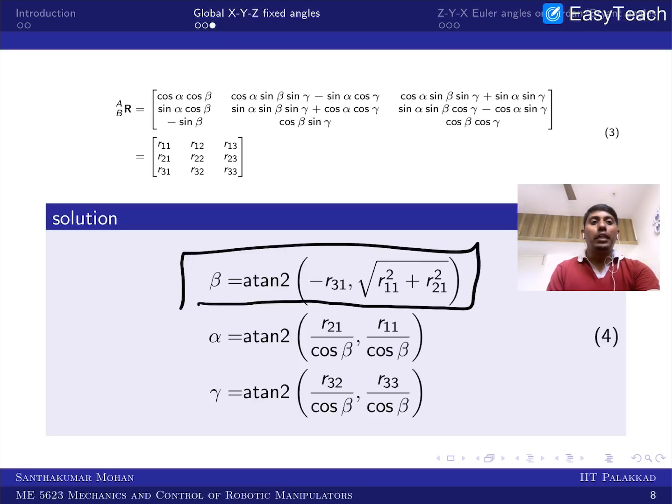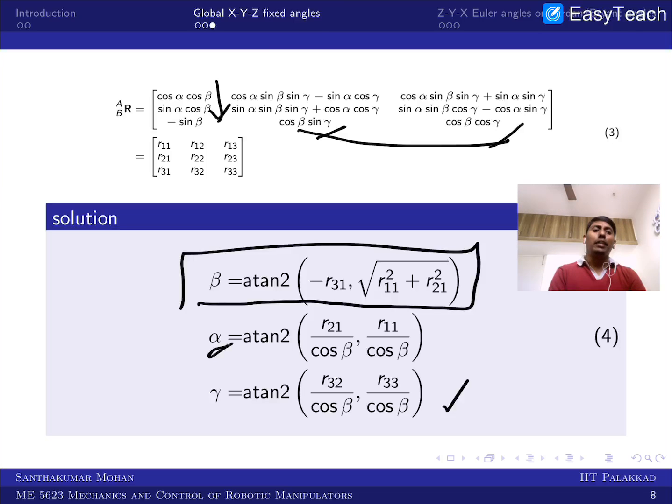So once you know beta, and you want alpha, you can see R21 and R11. R21 divided by cos beta is sin alpha. R11 divided by cos beta would be cos alpha. If I take the arctan2 function, that would be alpha. In a similar sense, if I divide these two by cos beta, this would be sin gamma and this would be cos gamma. So then I can use it.